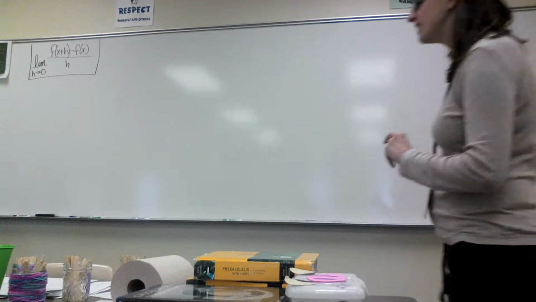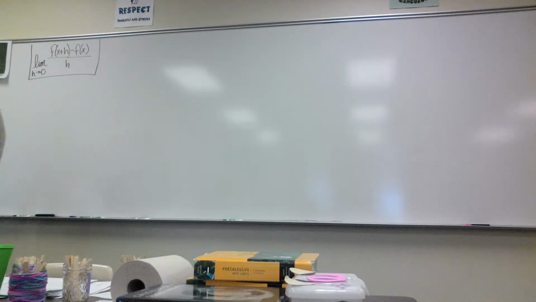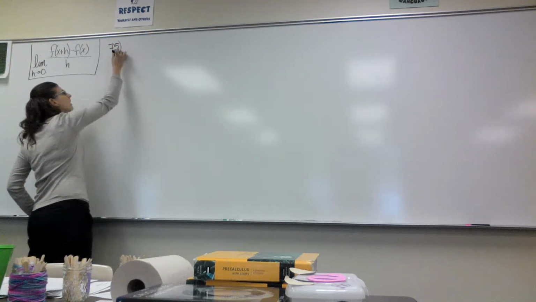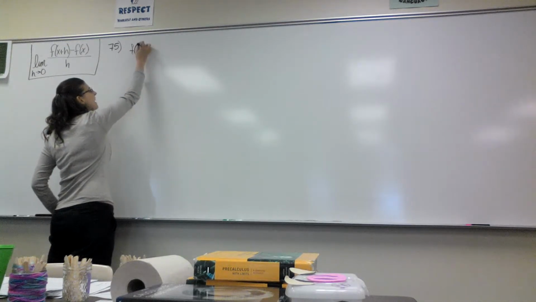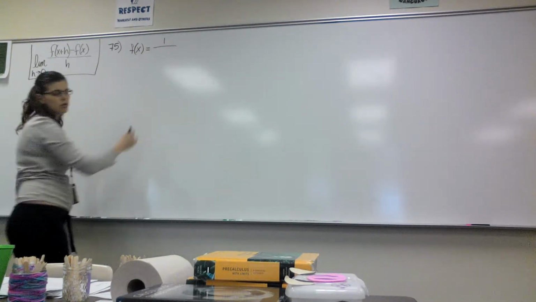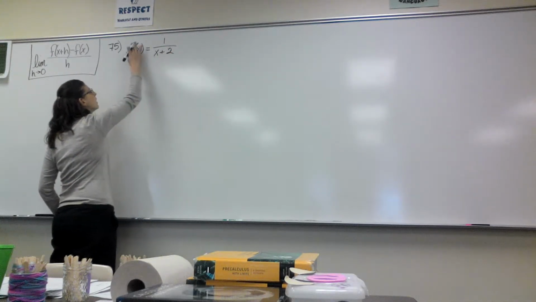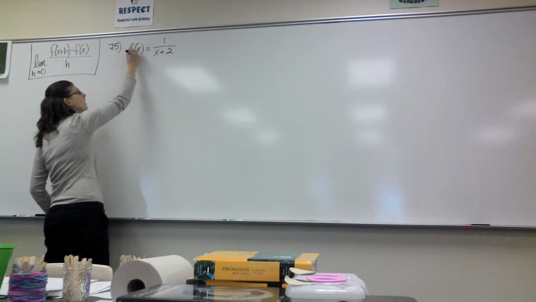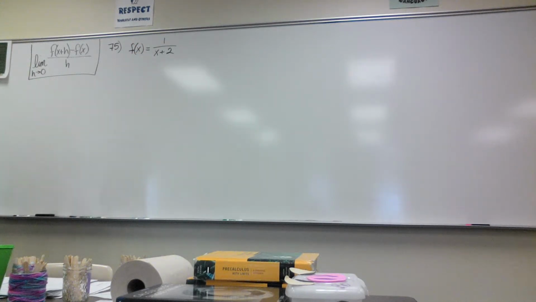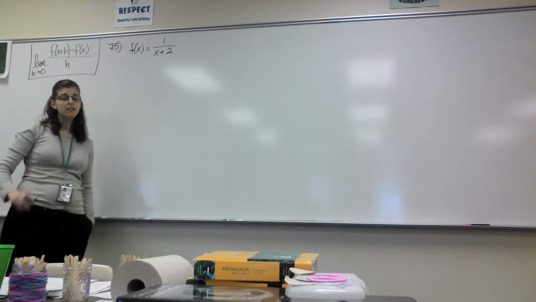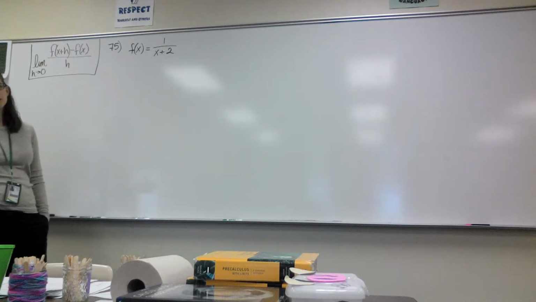75 and 76. Okay, so let's take a look at 75 since it's the first one. Page 799. We're told f of x equals 1 over x plus 2. That's what we're told f of x is, and this is going to be really similar to 76. It'll work almost identical, pretty much the same.